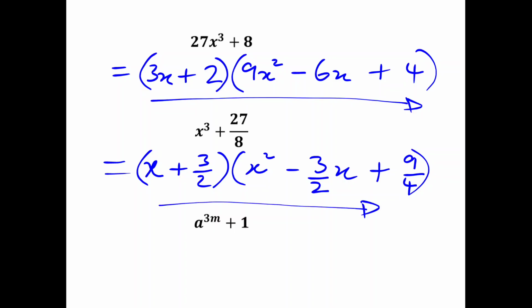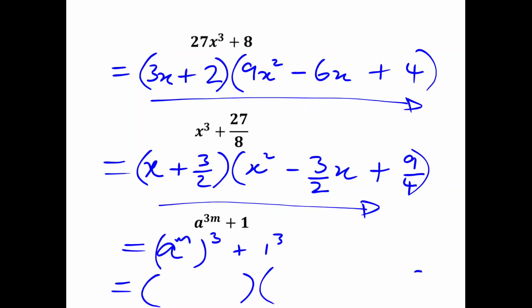Now here is a little monster, but it's not a monster until you realize that we can swap the position of the m and the 3. It's called a commutative property, and then we can think of this as a sum of cubes. So rewriting this helps: a to the power m cubed plus 1 cubed. Therefore, we can then replace this with the factors, the binomial and the trinomial.